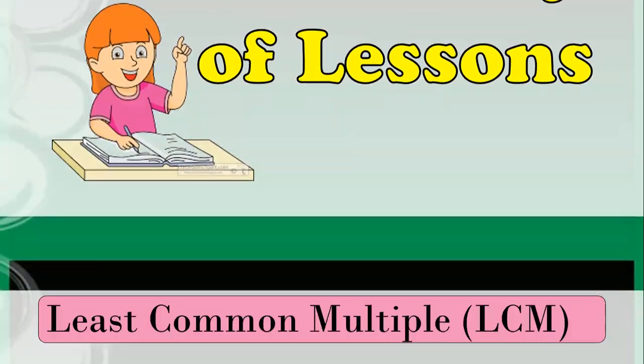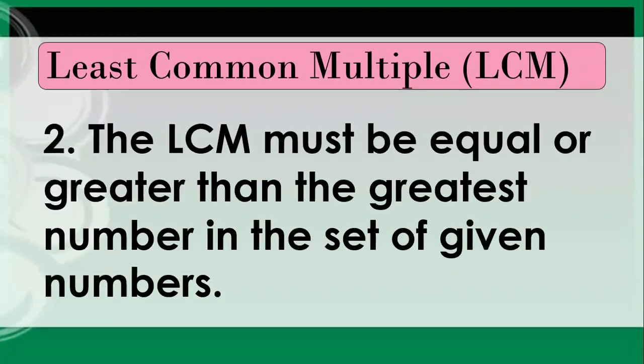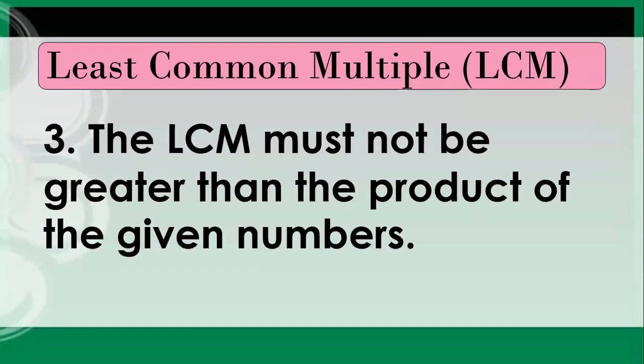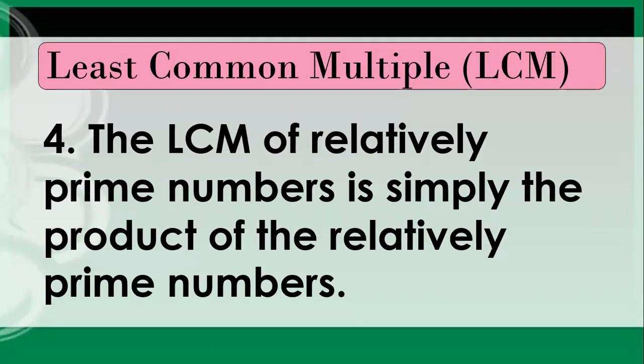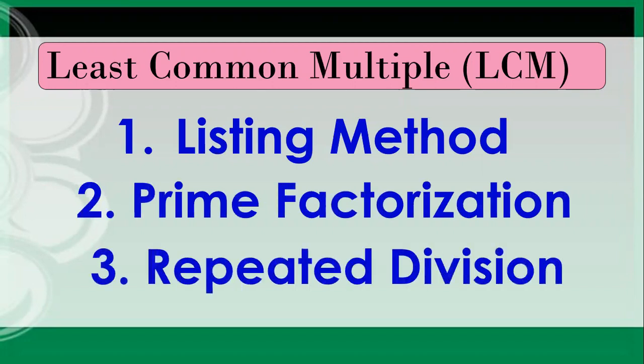To summarize our lesson today, given a set of numbers, their least common multiple is the smallest among the multiples common to them. The least common multiple must be equal to or greater than the greatest number in the set of given numbers. The least common multiple must not be greater than the product of the given numbers. The least common multiple of relatively prime numbers is simply the product of the relatively prime numbers. To get the least common multiple, we use the listing method, the prime factorization, and the repeated division.